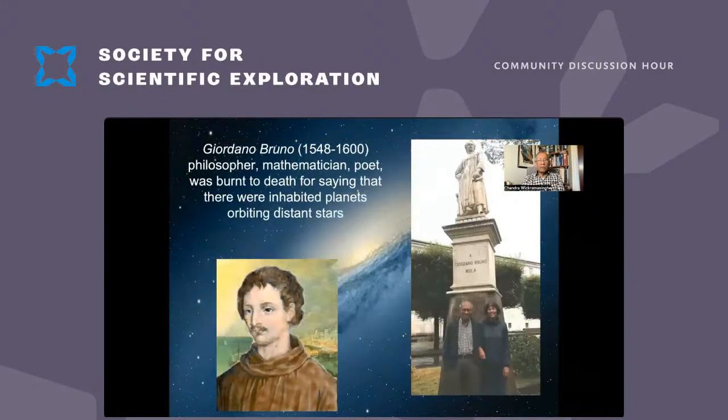So this is Giordano Bruno, a philosopher, mathematician, poet, burnt to death for saying that there were other inhabited planets with life on them orbiting other stars. And there on the right-hand side is a statue of Giordano Bruno with myself in Italy.